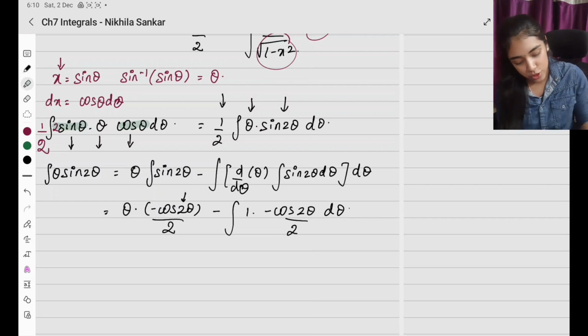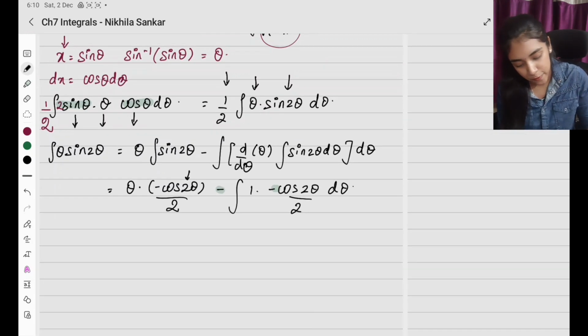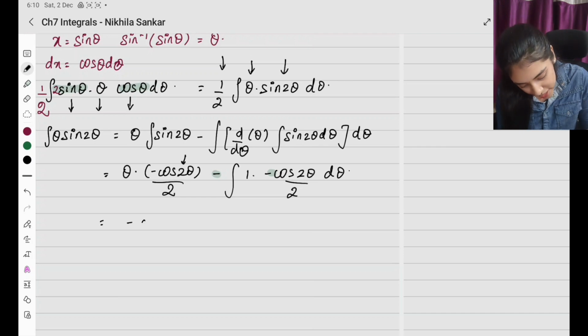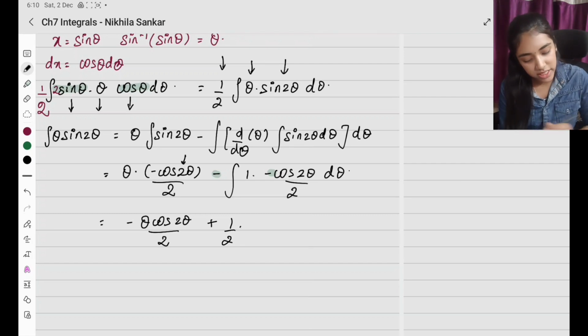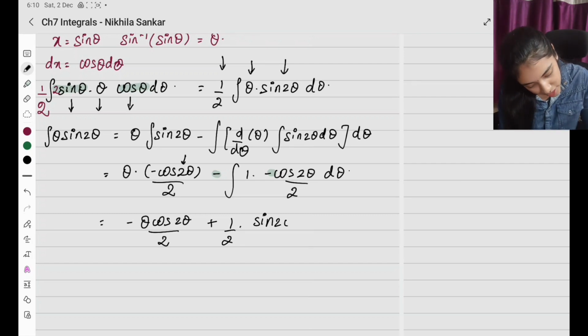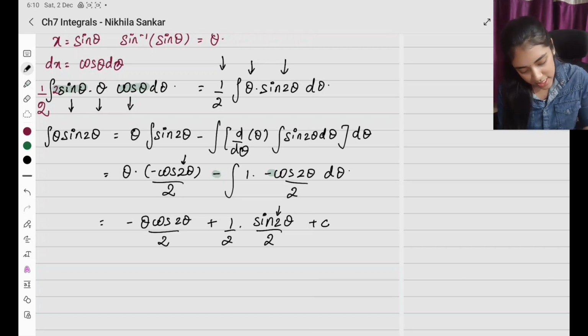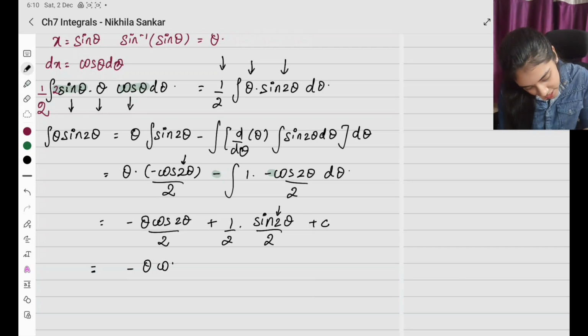இந்த மாதிரி லைட்டா யோசிச்சா போதும். So இந்த minus minus plus ஆயிடும், which is minus theta cos 2 theta divided by 2 plus 1 by 2 times cos 2 theta oda integral is going to be sin 2 theta divided by 2 again, theta oda coefficient, plus c. So this is going to be minus theta cos 2 theta divided by 2 plus 1 by 4 sin 2 theta plus c.